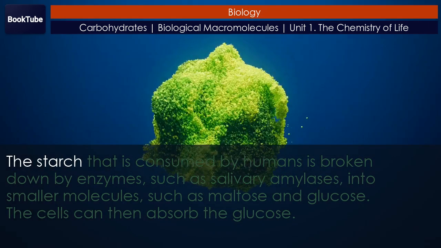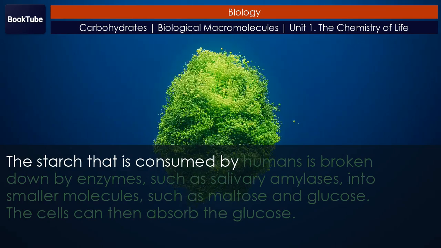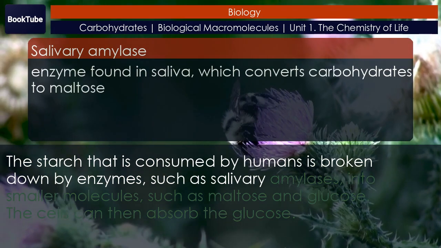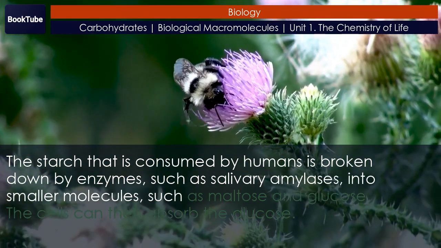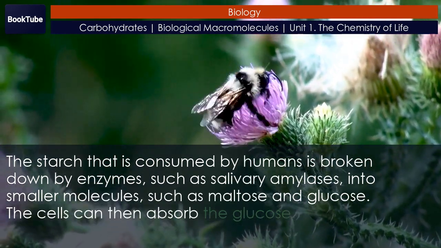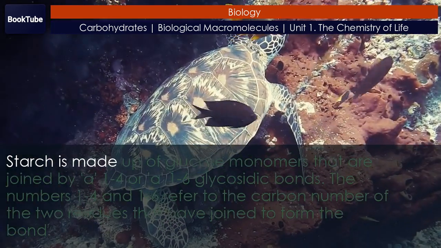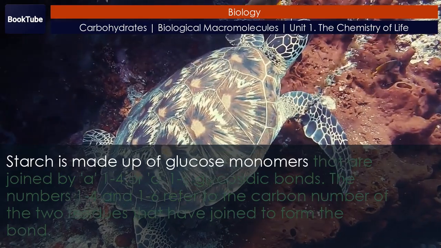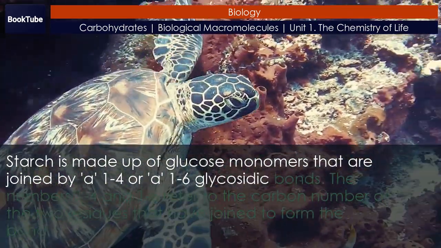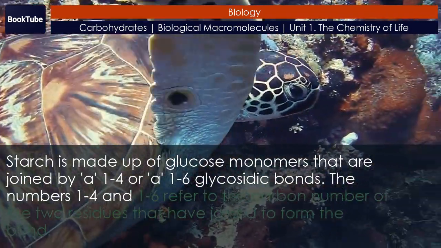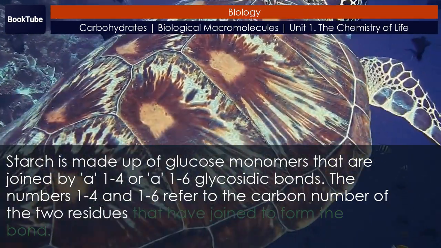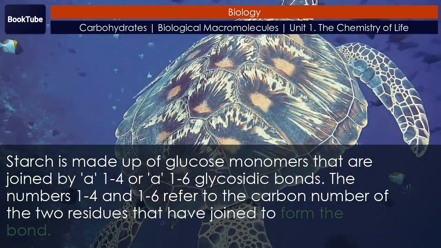The starch that is consumed by humans is broken down by enzymes, such as salivary amylases, into smaller molecules, such as maltose and glucose. The cells can then absorb the glucose. Starch is made up of glucose monomers that are joined by alpha 1-4 or alpha 1-6 glycosidic bonds. The numbers 1-4 and 1-6 refer to the carbon number of the two residues that have joined to form the bond.